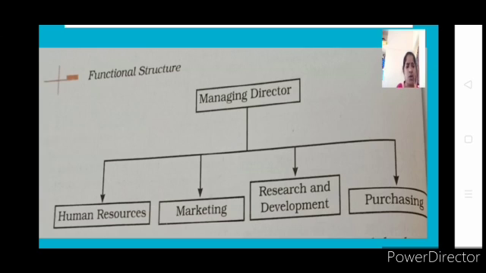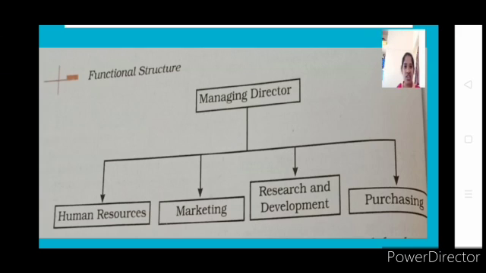Even production department you can add here. Okay, stores department we can add, finance department we can add. So what I want to say is, if you have a functional structure of an organization, your entire organization will be divided on the basis of function. This is what we have seen.